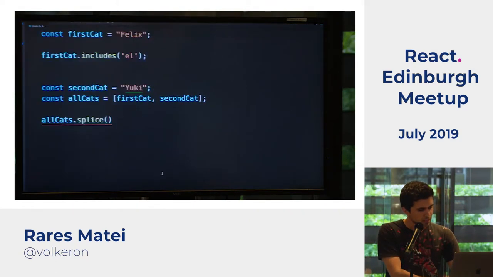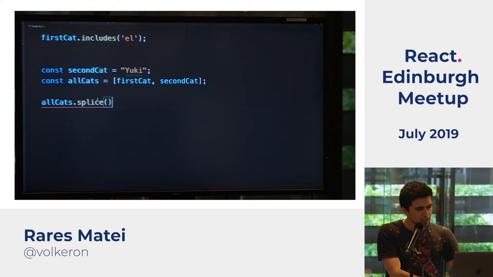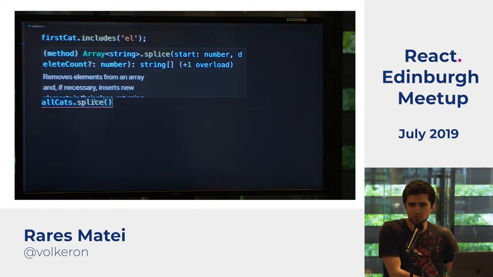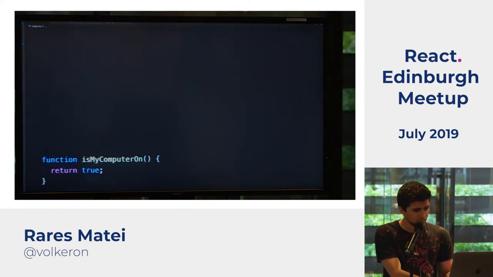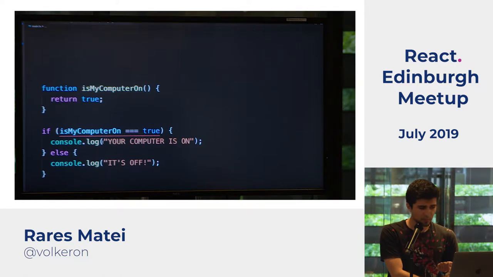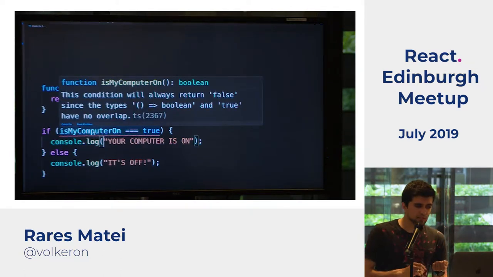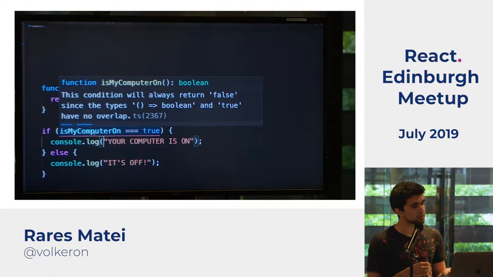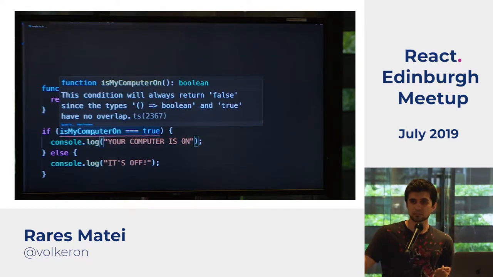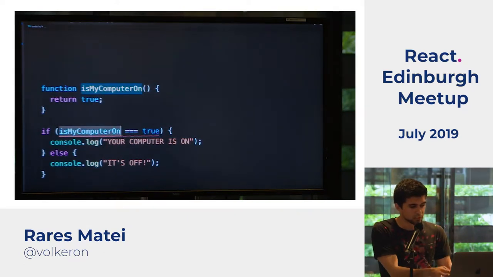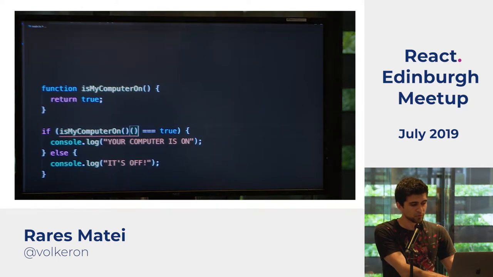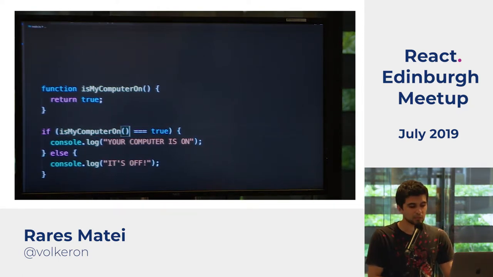Now, let's go back a bit, and we already get some problems. We can see that we've not used splice properly, so we've not sent all the parameters that it needs. But the more important thing, if we go down here, it's saying that this condition will always return false since the types function that returns Boolean and true have absolutely no overlap, which is absolutely true, right? It's a super helpful statement. So that just tells me that I forgot to invoke the function. So that kind of fixes the code.